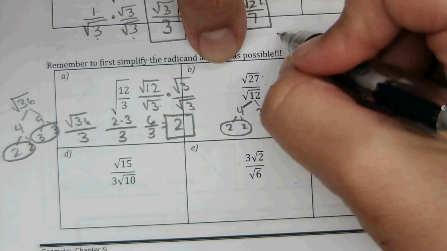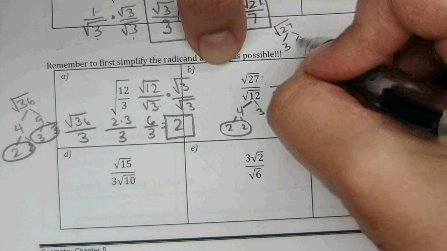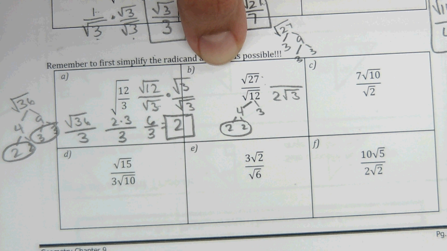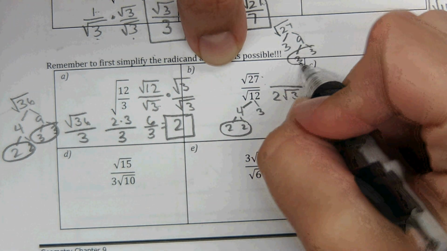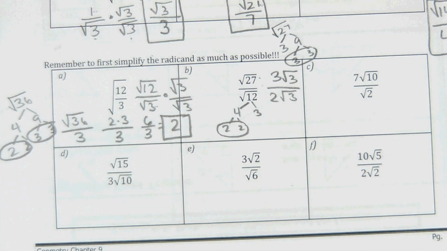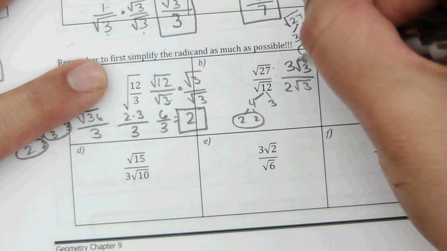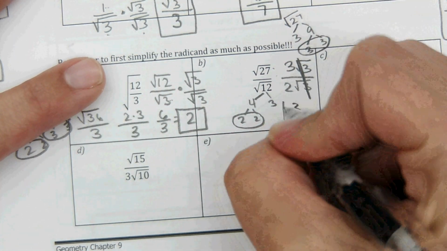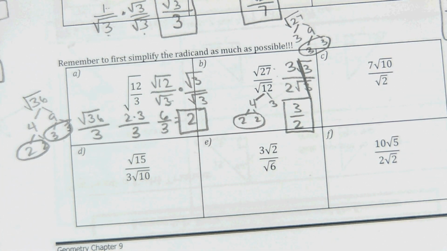Okay. So here I got 2 square root of 3. And then square root of 27 to simplify it. I got double 3, so I got 3 square root of 3. This just cancels each other out, and the answer is 3 halves, or 1.5, however you want to think of it.